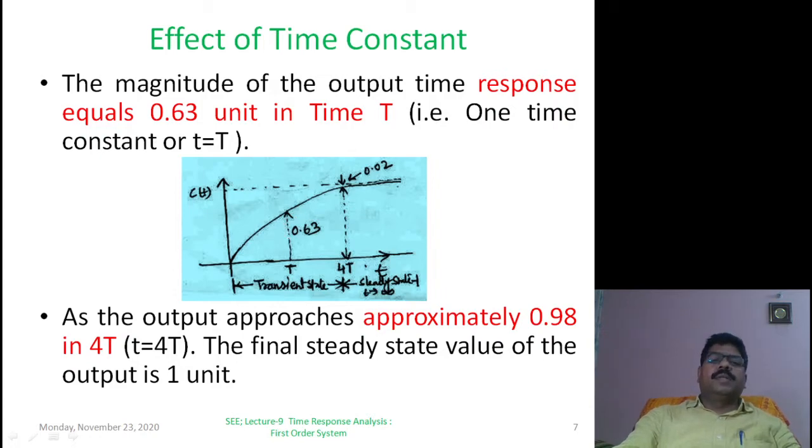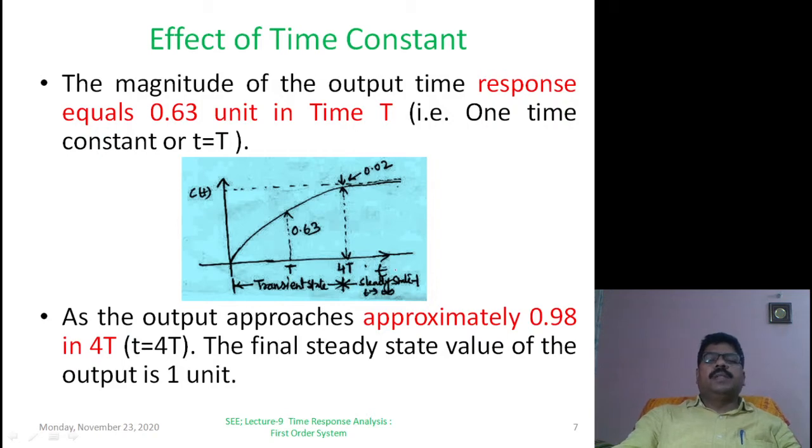So this is the time taken by the output to reach 63%. It is called one time constant, or the time constant of the system. While it reaches 98% in 4 times the time constant, and finally it will reach the steady state value.